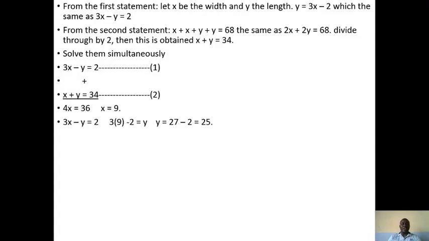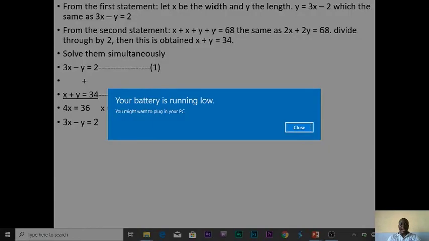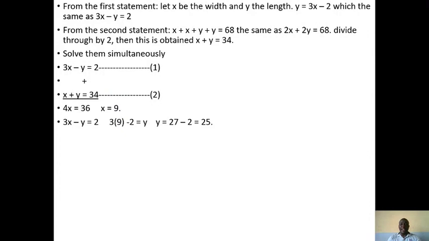But based on this topic, since we are solving simultaneous equations, we need to assume different values for the length and the width. So I said let the width be x, and the length to be y. So if the width is x and the length is y, we said y is equal to 3x minus 2. That is the statement that was made. They said the length is 2 cm less than 3 times the width.